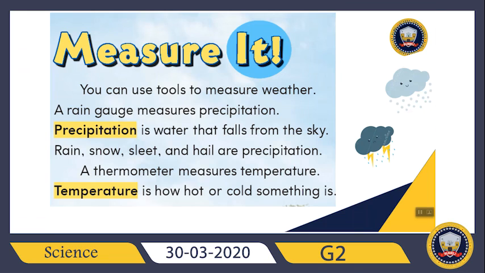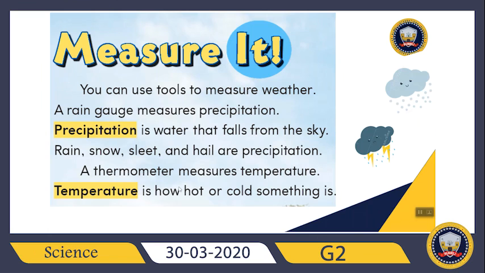We have 4 kinds of water coming from the sky. Rain, snow, sleet and hail are precipitation. Now we will see the 4 kinds of precipitation later.